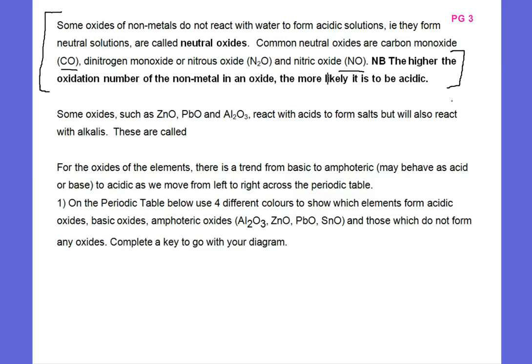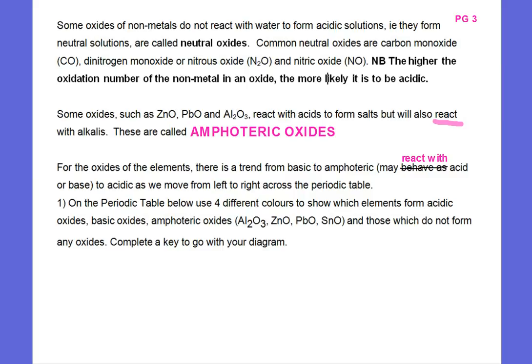There are some metal oxides that don't obey the basic oxide rule as well. Things like zinc, lead, aluminium, tin, in that region of the periodic table. Their oxides react with acids to form salts, but they also react with alkalis. And because they react with acids and alkalis, they'll be given a special name, and that name is amphoteric oxides. Now, it's very similar to the word you've heard before, amphiprotic. Amphiprotic means it can be a proton donor and a proton acceptor, i.e. act as an acid or a base. These don't act as acids or bases, they react with acids and bases, therefore they're called amphoteric oxides.